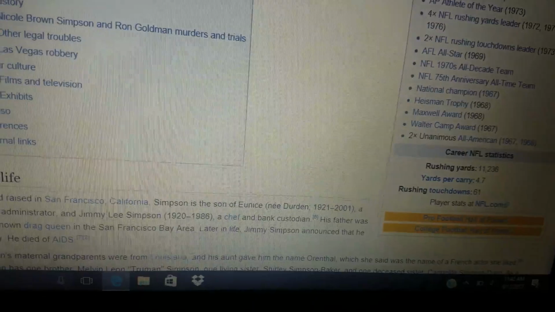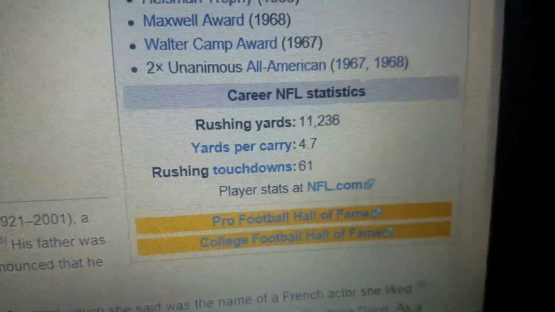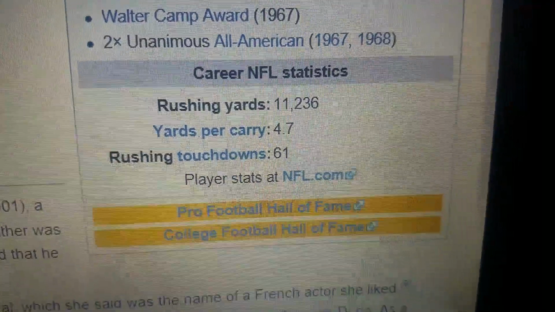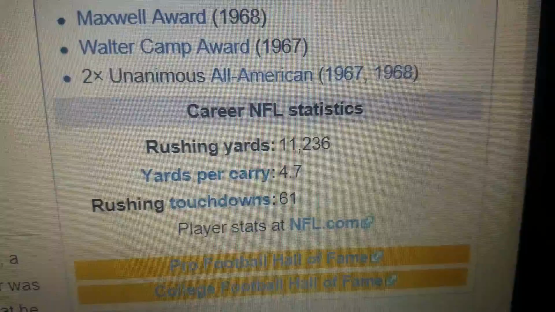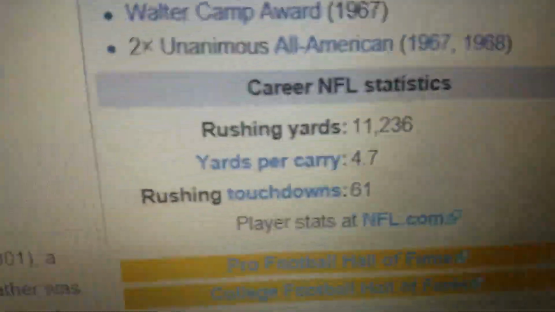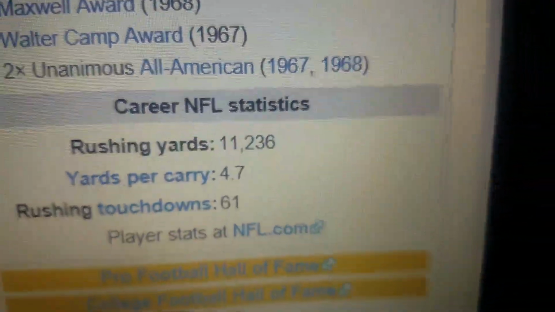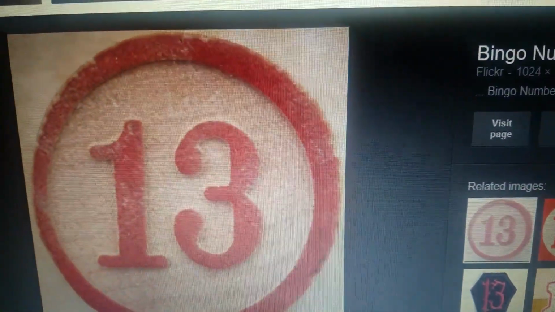His NFL career stats. His career rushing yards in the NFL: 11,236 rushing yards. 1 plus 1 plus 1 is 3, 3 plus 2 is 5... correction per the speaker: 1, 1, 1, that's 2, 2 plus 2 is 4, 4 plus 3 is 7, 7 plus 6 is 13. So when you add all the numbers in his career rushing yards, it goes back to the number 13.